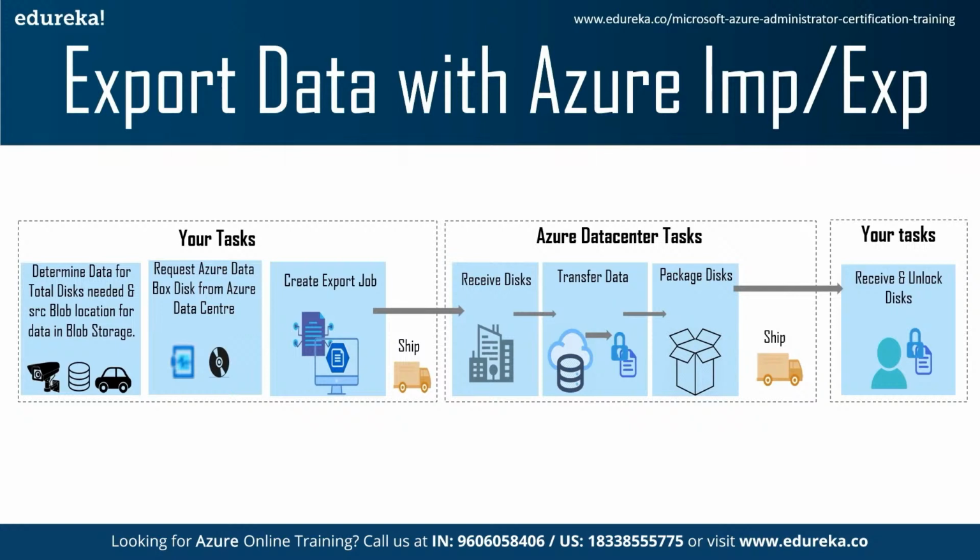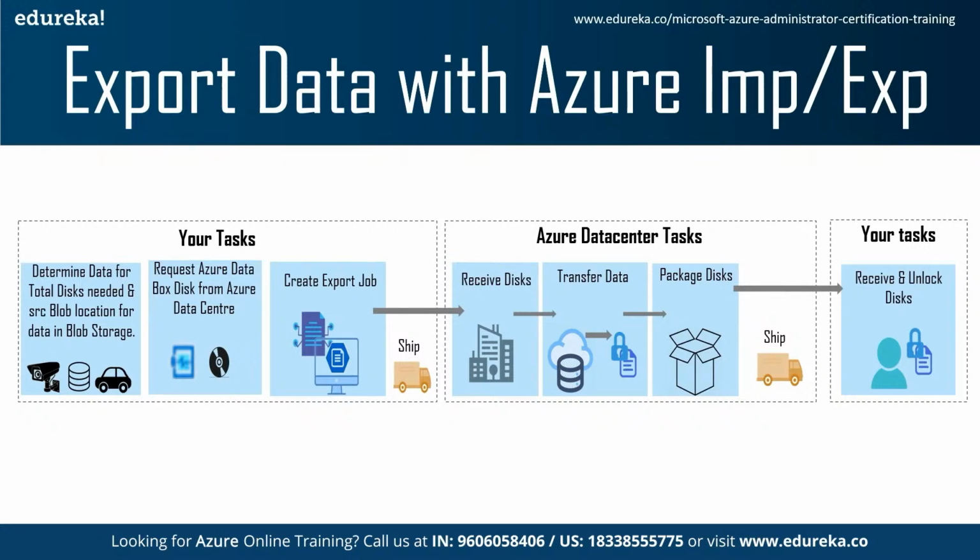Now the second thing is transfer data. Microsoft copies the data from Azure Blob Storage to your disk. The status of the job is changed to show that data is in the process of being transferred. When the transfer is complete, the job status is updated again. It can take several days to transfer the data to your disk, depending on the size of the export job.